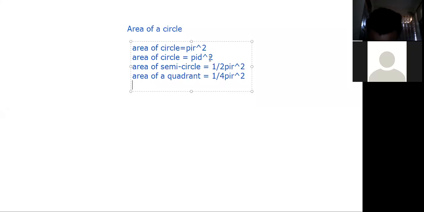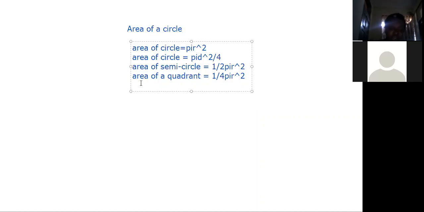The area of a circle is pi r squared, and in terms of diameter it will be 1/4 pi d squared. So the area of a circle using the diameter is pi d squared all over 4. I think so.